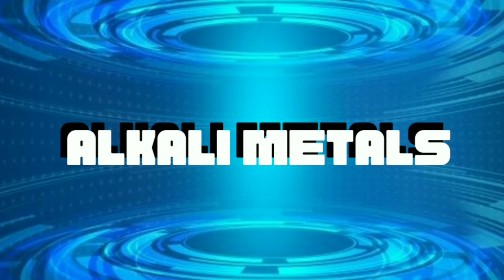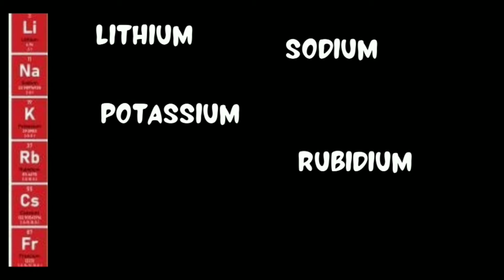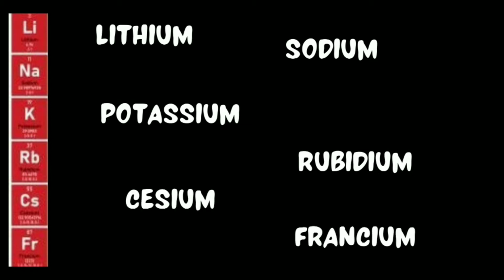Group 1A, or Group 1, is also known as the alkali metals. In the periodic table, they are the elements lithium, sodium, potassium, rubidium, cesium, and francium.